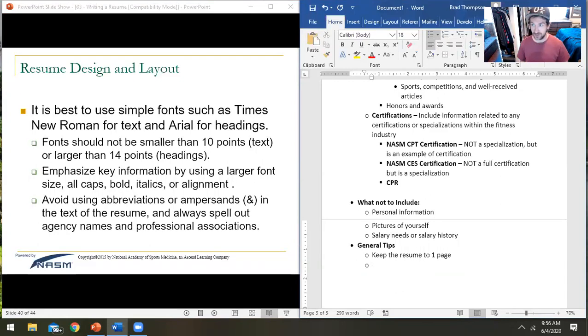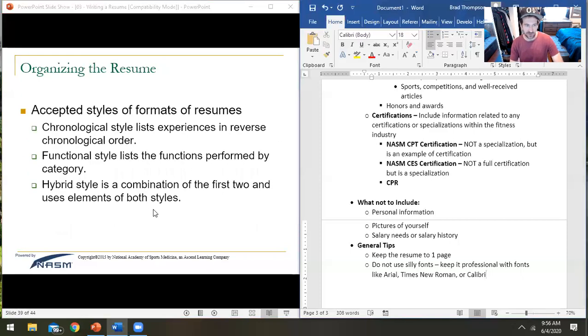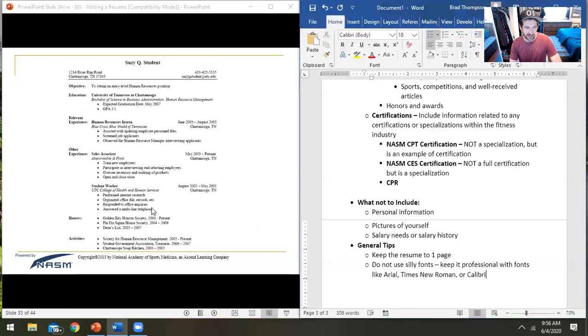Now here's another one. Do not use silly fonts. Keep it professional with fonts like Arial, Times New Roman, or Calibri. I do think Times New Roman is out of date. I think Times New Roman is actually what you saw in this version here. Very super traditional stuff.